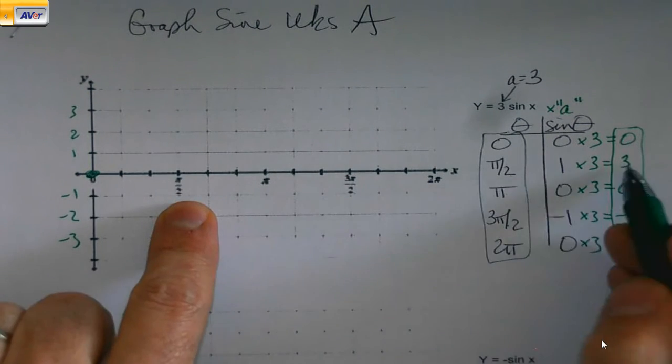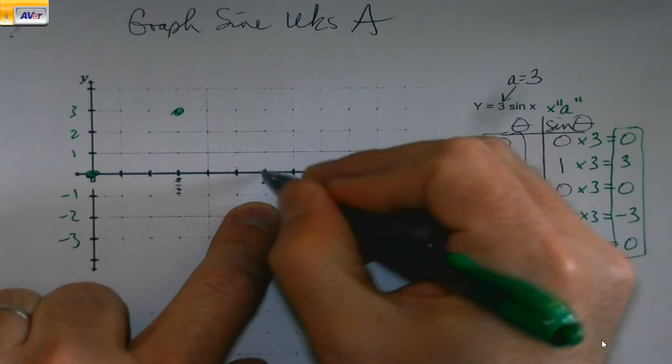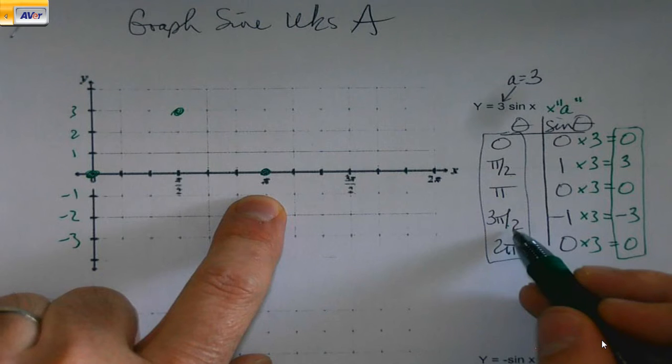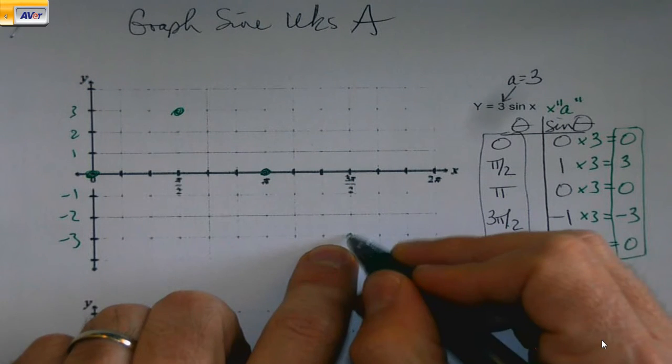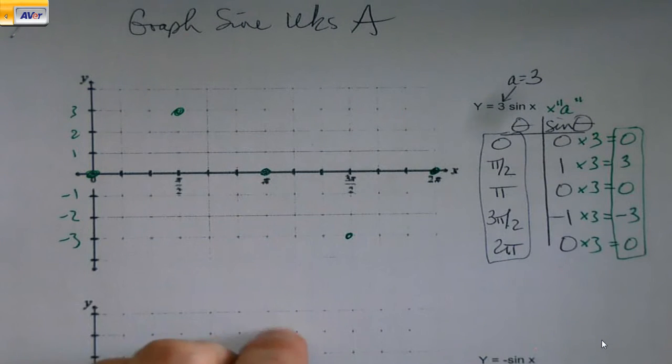Okay, at pi over 2, we're going to go up to 3. At pi, we're back to 0. At 3 pi over 2, we're down to negative 3. And at 2 pi, we're back to 0.